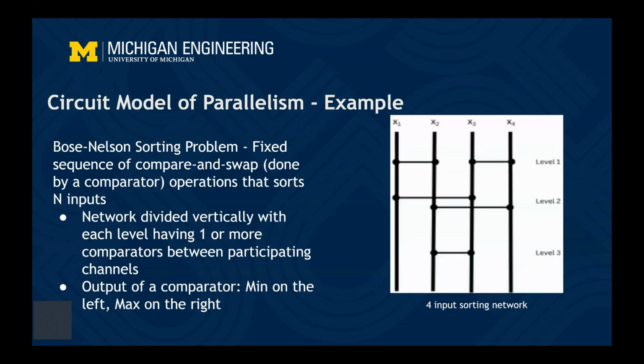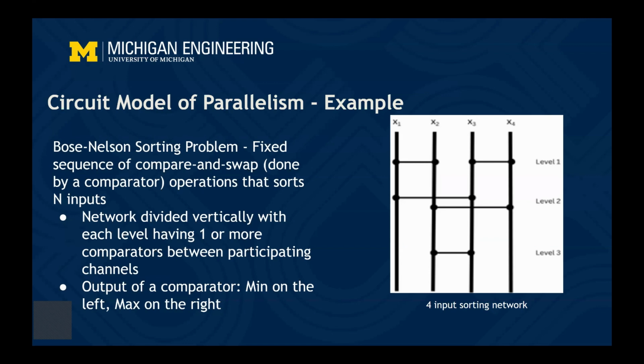One example of the circuit model of parallelism is the Bose-Nelson sorting problem. This asks for a fixed sequence of compare and swap operations that sorts n inputs. The network is divided vertically, with each level having one or more comparators between participating channels. In the figure, you can see that in level one, X1 and X2 have a comparator between them, so there's a horizontal line connecting them both. On the output side, the left channel has the minimum and the right channel has the maximum of the two operands.